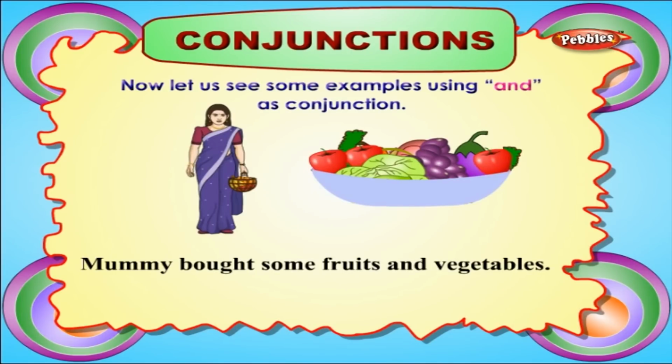Mummy bought some fruits. Mummy bought some vegetables. It can be joined like this. Mummy bought some fruits and vegetables.